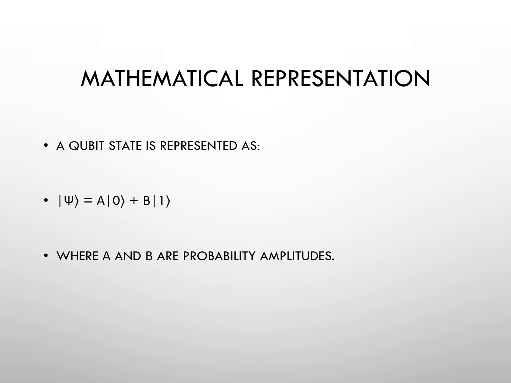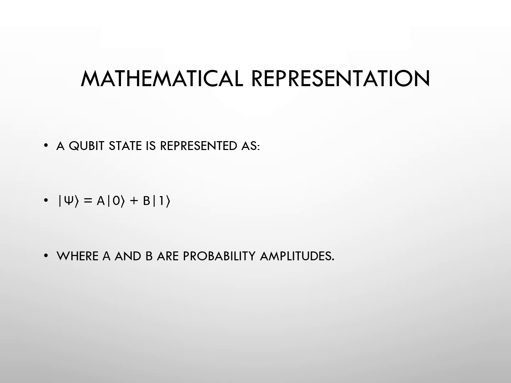And here comes the mathematical representation of a qubit state. So the qubit state is mainly represented as ket psi equals a ket 0 plus b ket 1. Instead of a we can take alpha, and instead of b we will take beta. This representation, ket 0 and ket 1, is called ket notation. So the qubit is mainly represented in the form of ket notation.